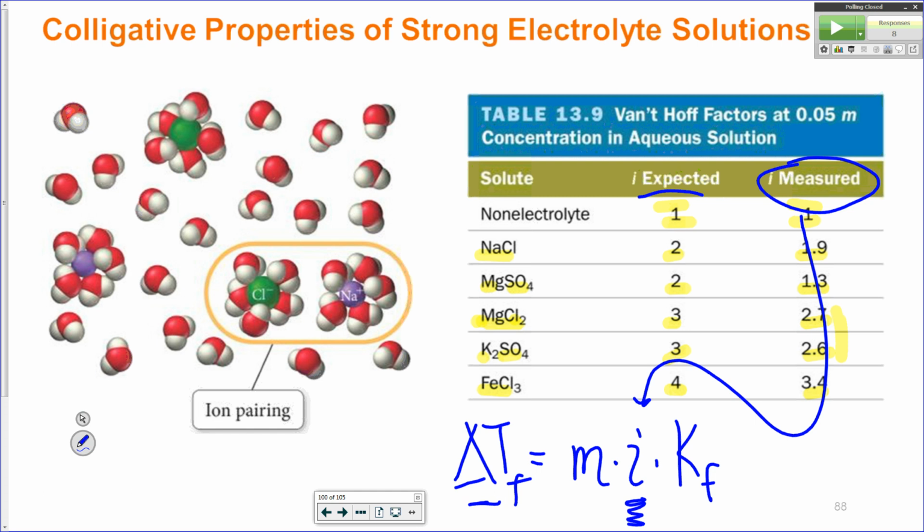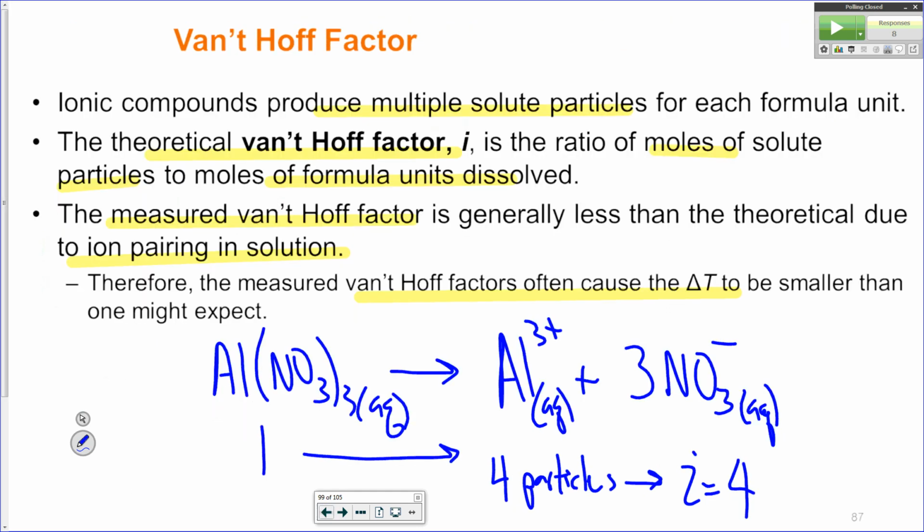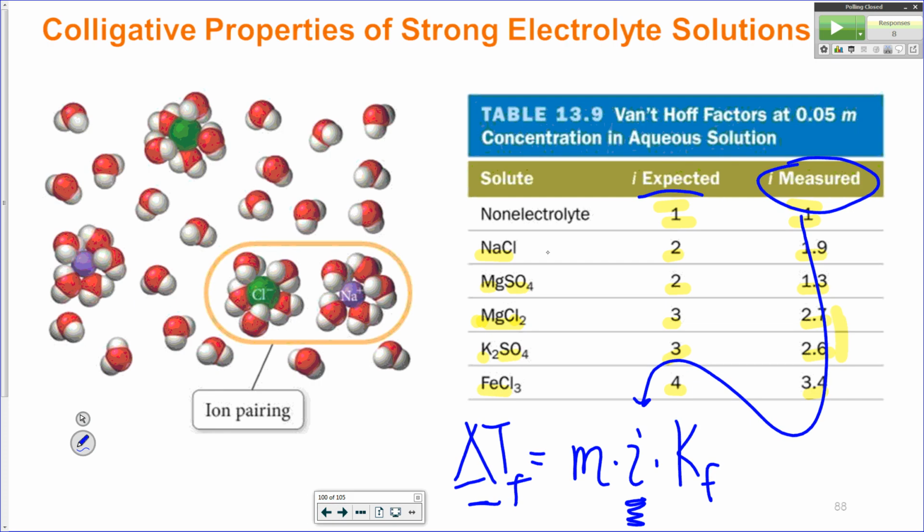It's saying particles, so NaCl would be 2 expected particles. Okay, so going back, the i represents the total number of particles that are produced per formula unit. So if we look at an example, sodium chloride would dissociate into the sodium cation and the chloride anion. There are 2 particles, so I expect it to be 2. Magnesium sulfate would dissociate into the magnesium 2 plus.